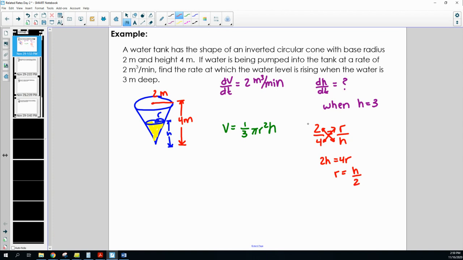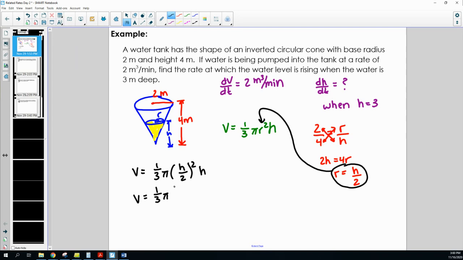What we're going to do is plug that in. We're going to substitute in h over 2 in place of r in our volume formula. By doing that, we won't have to deal with any dr over dt that we don't have. So let's rewrite this volume formula. Volume is equal to 1/3 pi, and now instead of r, we're going to call it h over 2, squared, times h. To simplify, if I square this, I get h squared over 4, and then I have an extra h. So when I multiply all this together, I really have 1/3 pi h cubed over 4. I'm getting that h cubed from the h squared when I squared this times the additional h here.